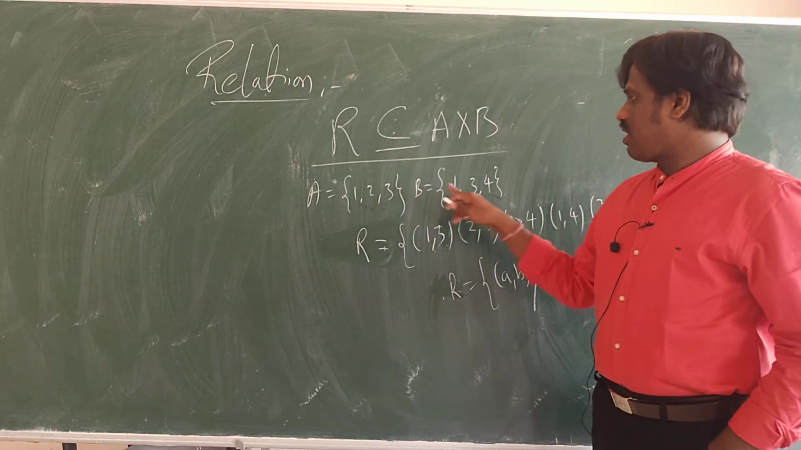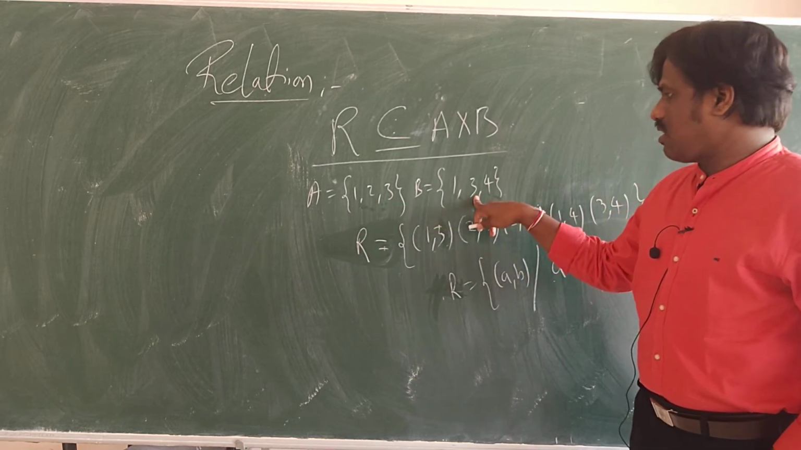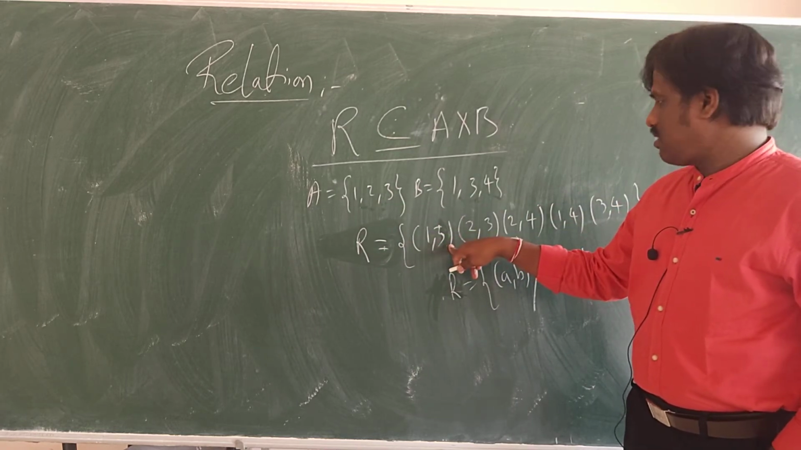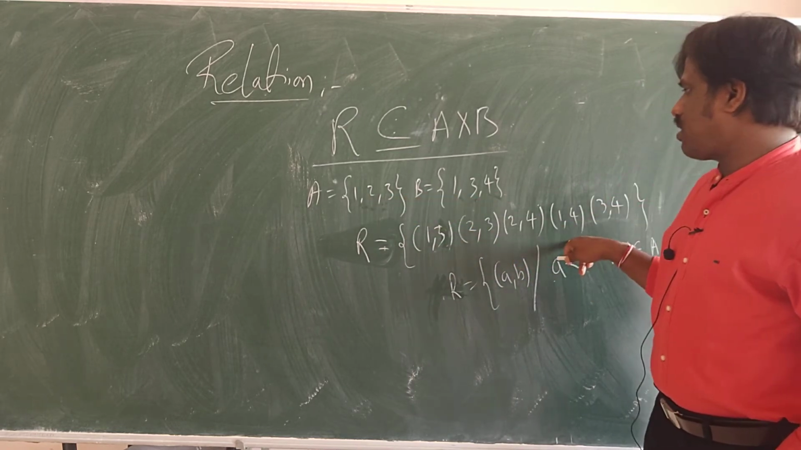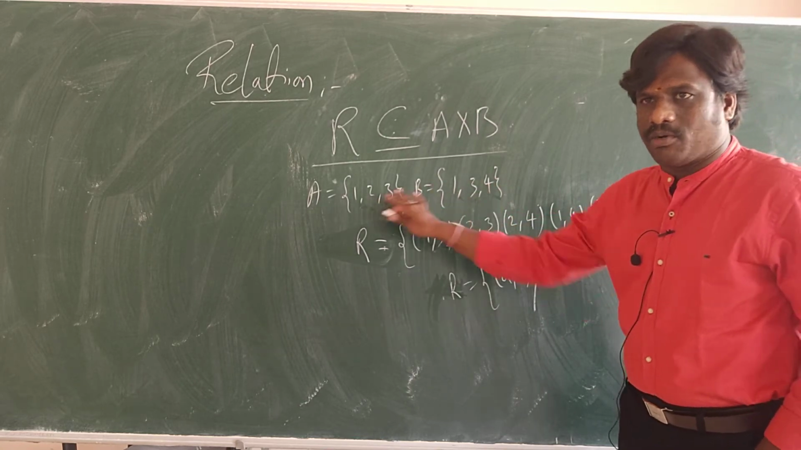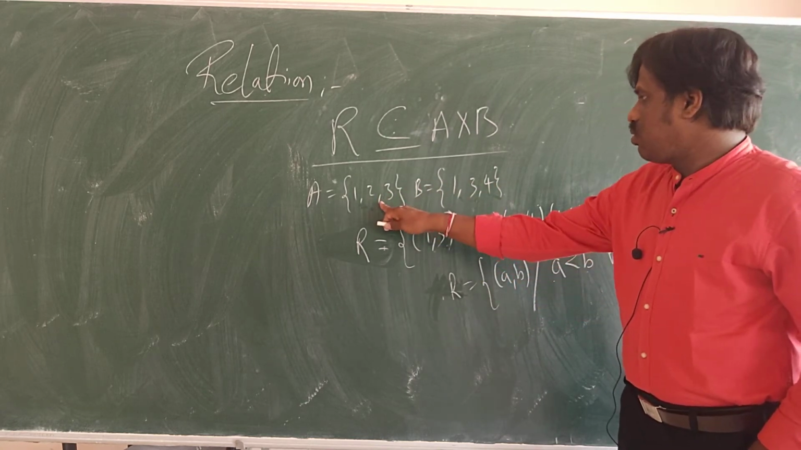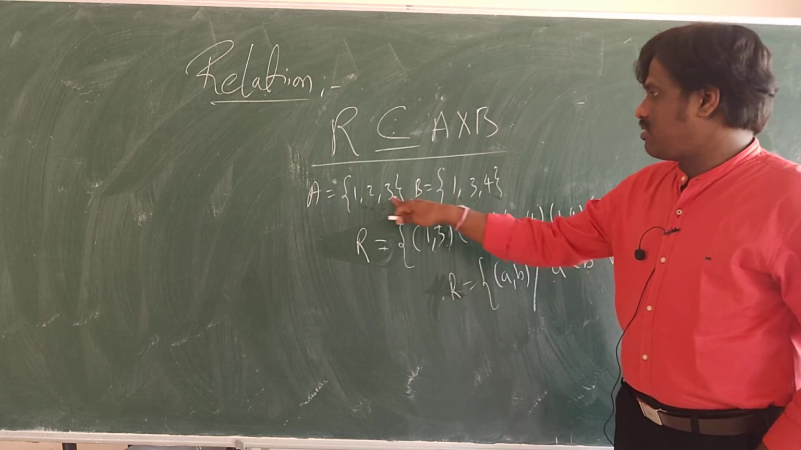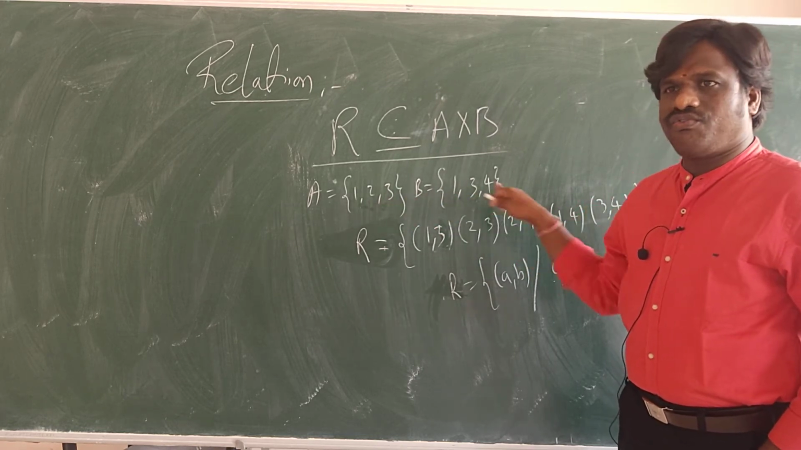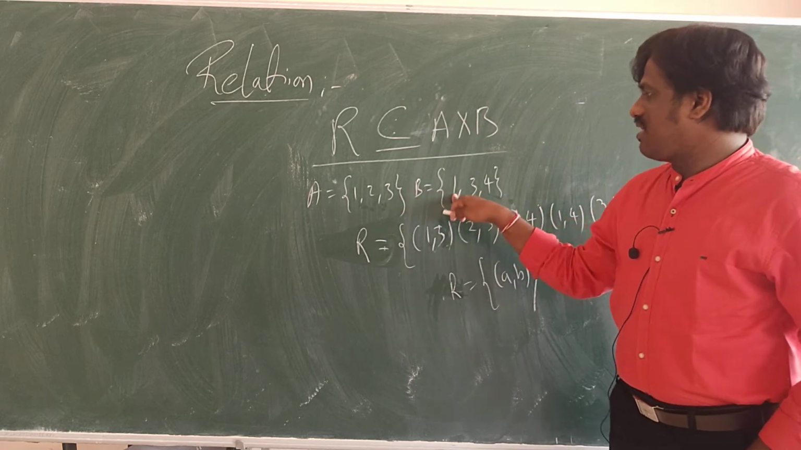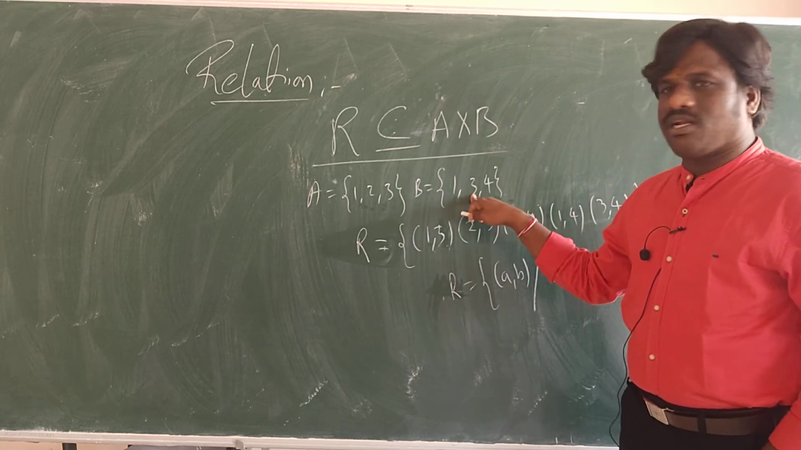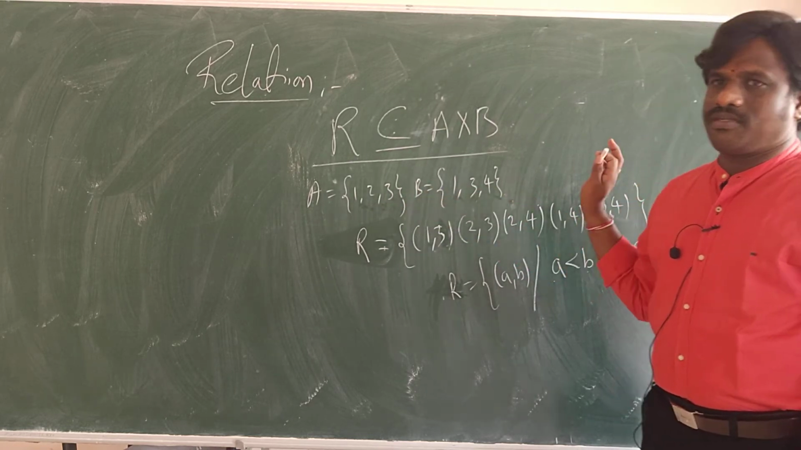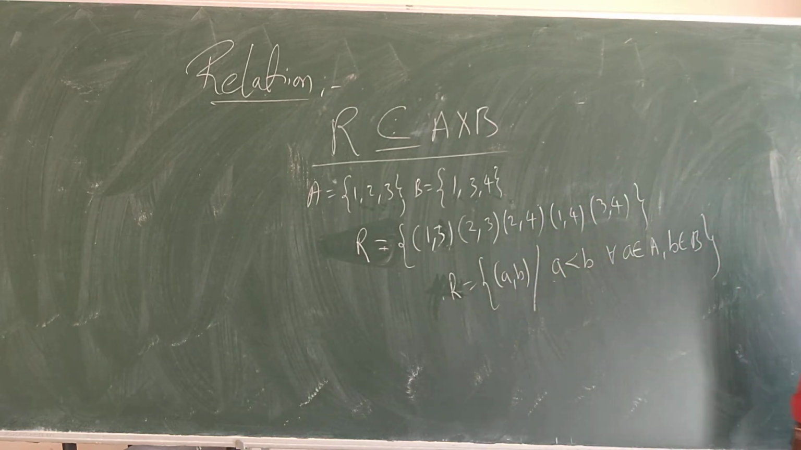See, I wrote here (1,3): 1 is less than 3, right? (1,4) also, and this is only possible from among these. Next, (2,1) cannot be possible. (2,3) possible, (2,4) possible. (3,1) not possible, (3,3) not possible. (3,4) possible. So this is one relation I made.